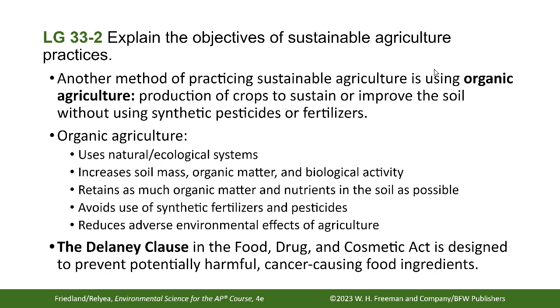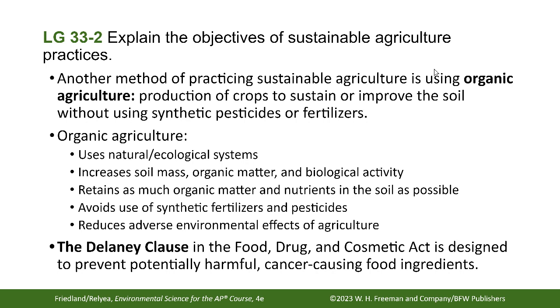Okay, and then another method of practicing sustainable agriculture is organic agriculture, so production of crops to improve the soil without synthetic pesticides or fertilizers. Organic agriculture uses natural ecological systems. It increases the soil mass, organic matter, and biological activity. It retains as much organic matter and nutrients in the soil as possible. It avoids the use of synthetic fertilizer and pesticides. It reduces the adverse environmental effects of agriculture.